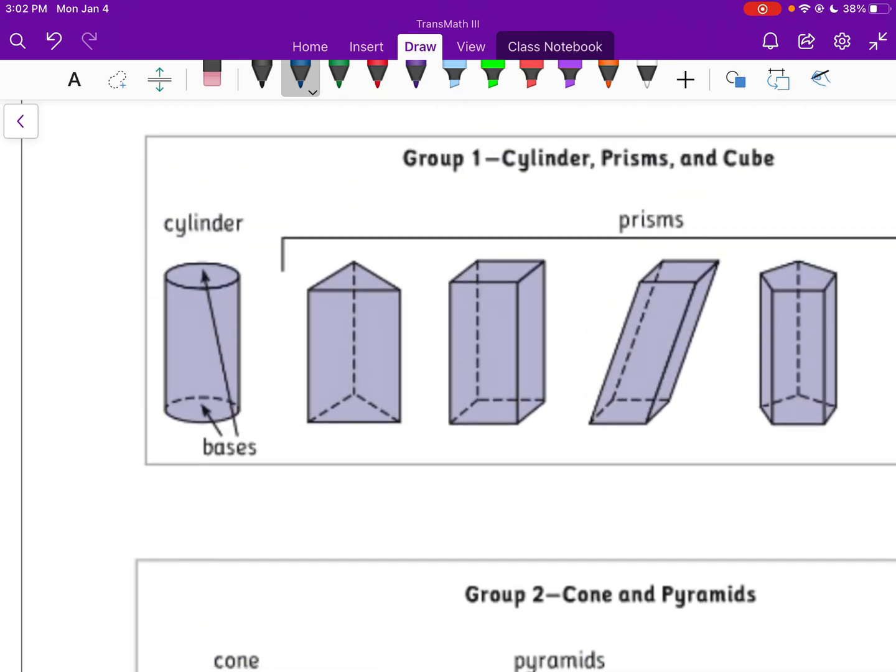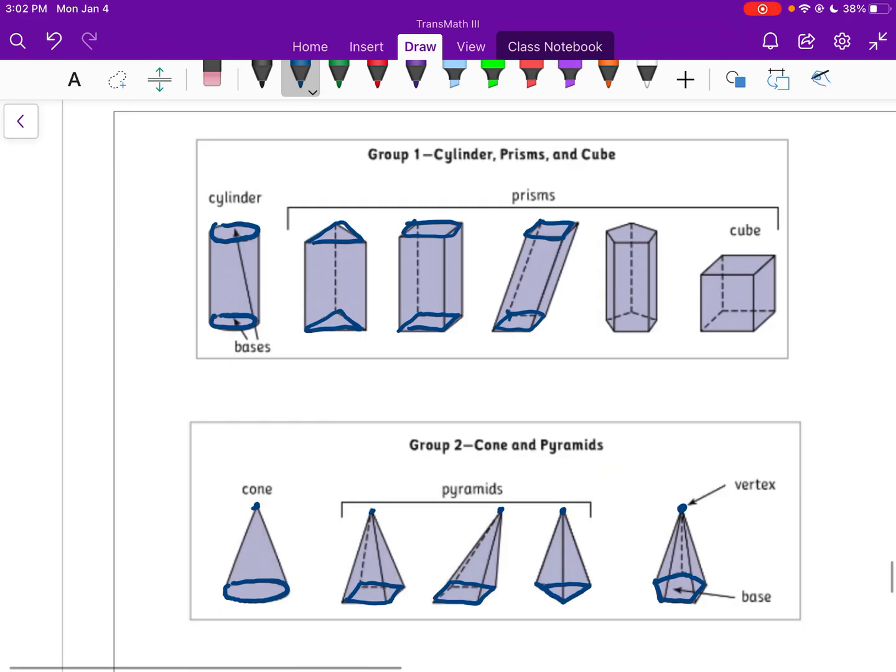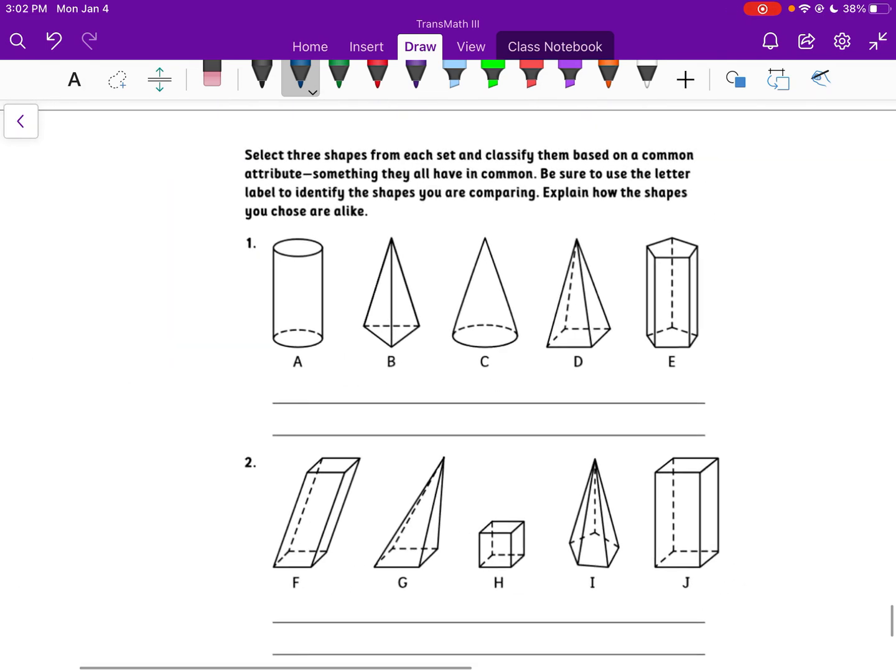And again, with those cylinders, prisms, and cubes, they all have the 2 of the same bases. Okay, 2 triangles, 2 squares, again a square, and a pentagon. Okay, so for a problem solving activity, select 3 shapes from each set and classify them based on a common attribute, something they all have in common. Be sure to use the letter label to identify the shapes you are comparing.